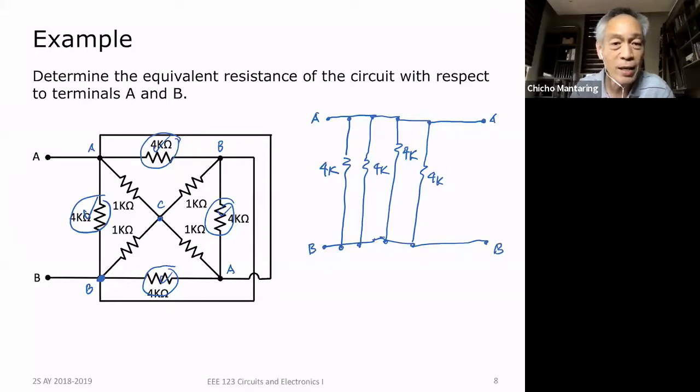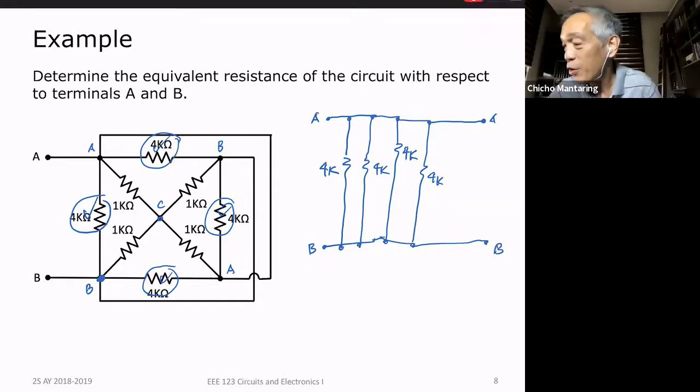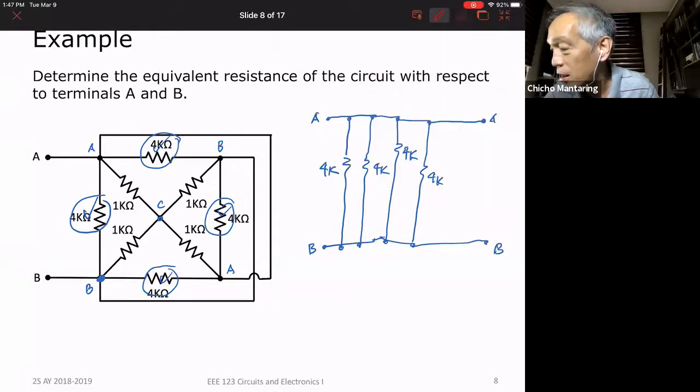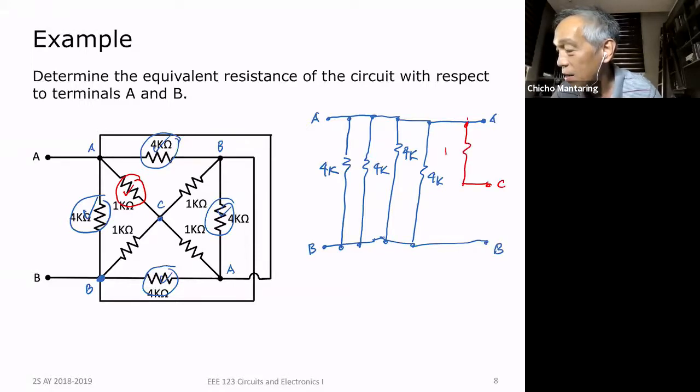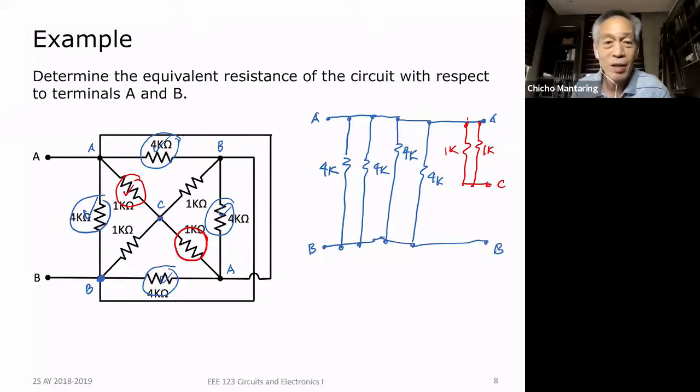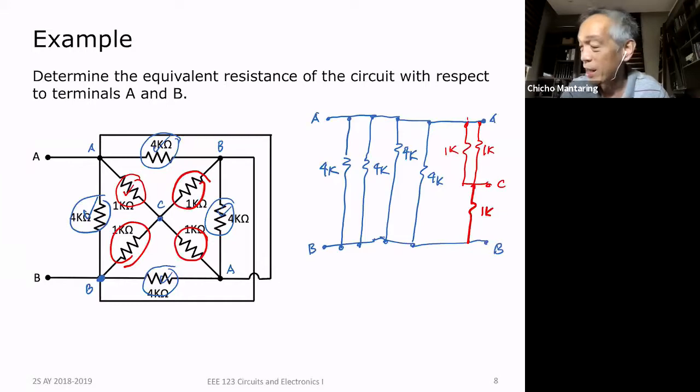Now, what is connected between A and C? Okay, ano yung connected between A and C? Let me use a different color. This is between A and C. So let me draw C here. So I have 1K between A and C. This is also between A and C. So I have another 1K between A and C. Now, is there something between B and C? Yes, there is something between B and C. This is between B and C. So that is another 1K. And this is also between B and C. So this is another 1K. Okay, ngayon na nakita nyo yan.